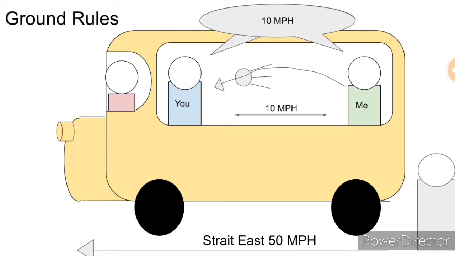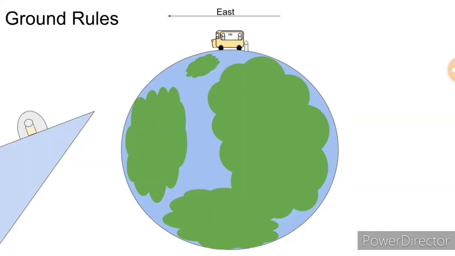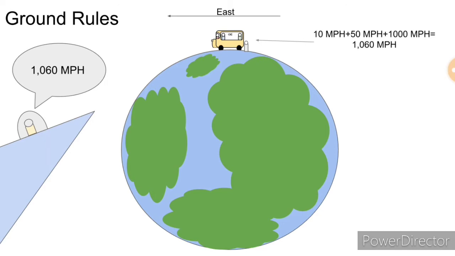But if I were to throw the ball to you, we would perceive the ball to be going 10 miles per hour, while the person outside the bus would perceive it to be going 60 miles per hour because of the speed of the bus plus the speed of the ball. If somebody in a spaceship watched me throw the ball to you from space, then they would perceive the ball to be going 1,060 miles per hour because of the speed of the ball plus the speed of the car plus the speed of the Earth's spin at the equator.